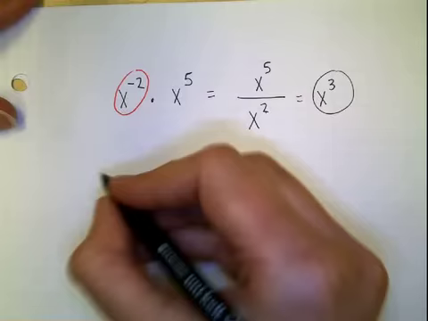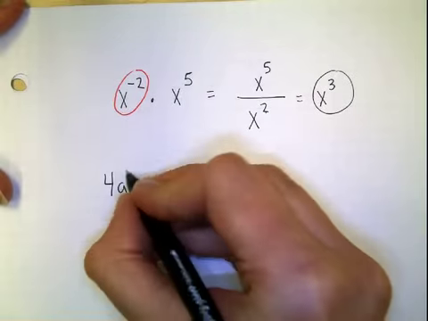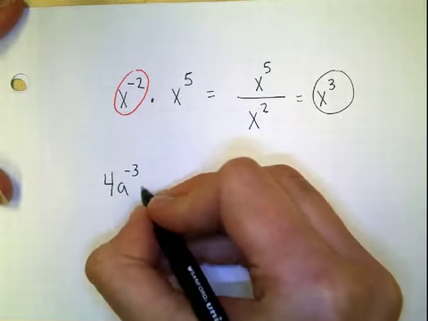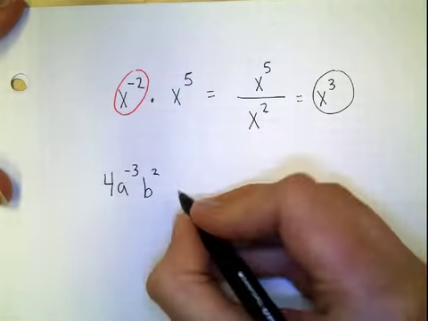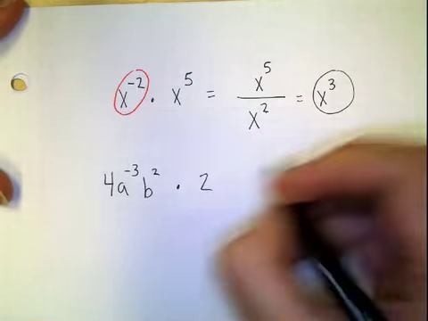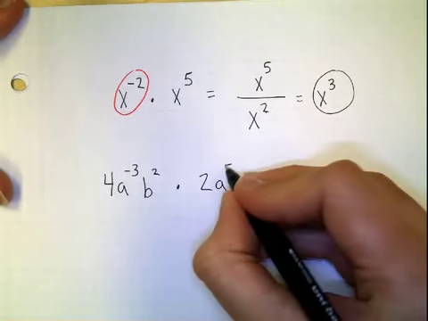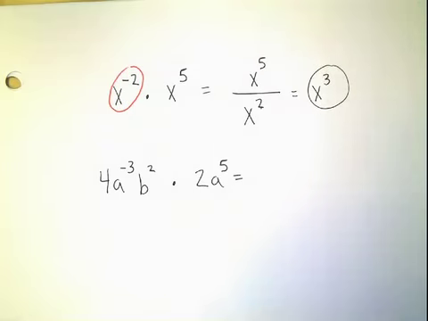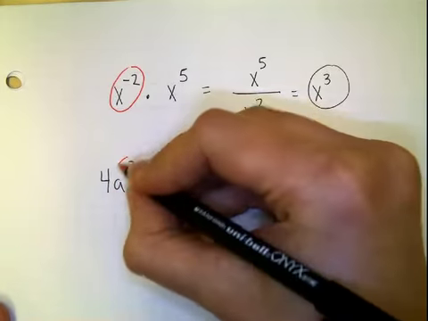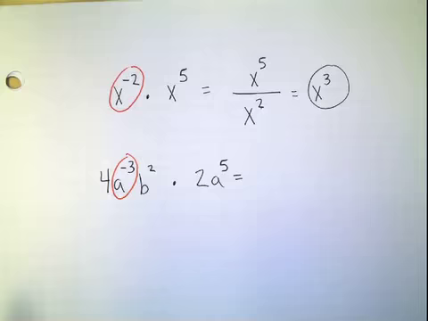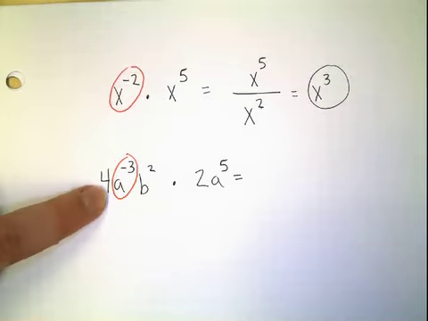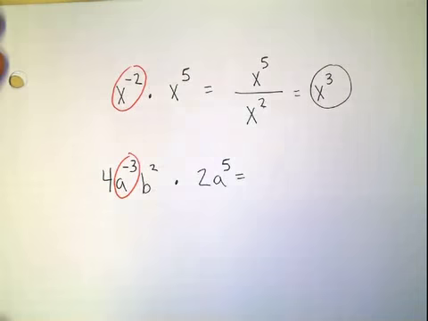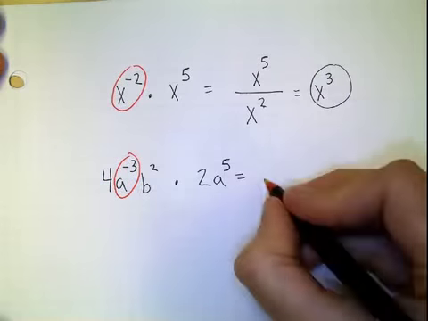So if I told you I had 4a to the negative 3 power, b squared, times 2a to the 5th power, and I asked you to solve this thing, what's this equal? Well, you're multiplying it all out, and I see a negative power. It's this thing. Notice I'm not including the 4. It's just a to the negative 3.